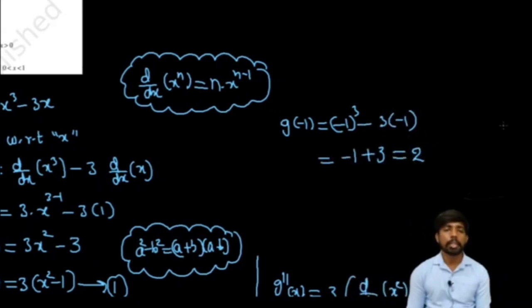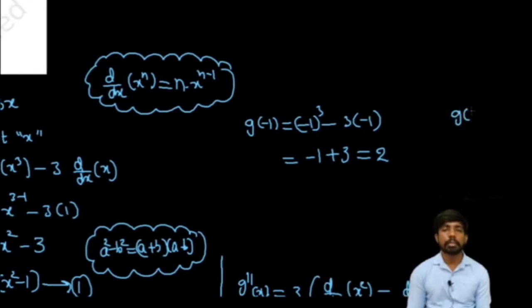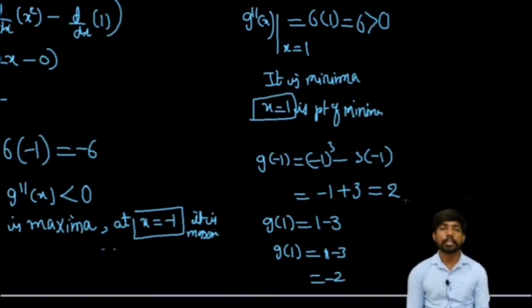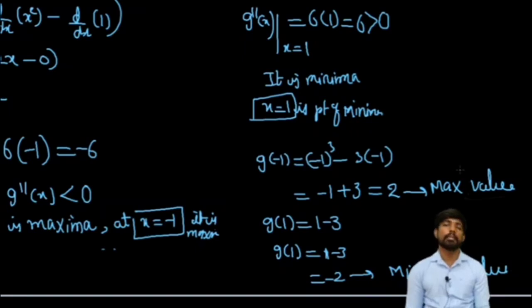Next, substitute 1 in the place of x. So 1 minus 3. So g of 1 is equal to 1 minus 3, which is minus 2, the minimum value. This is the maximum value. So if I substitute minus 1 in the function, you will get 2 as the maximum value, and at 1 it is the minimum value. Hence done. That's all. Your third problem is homework, and the remaining problems are all homework.